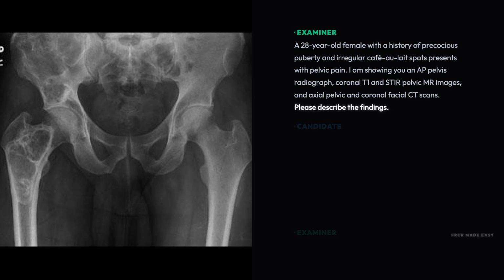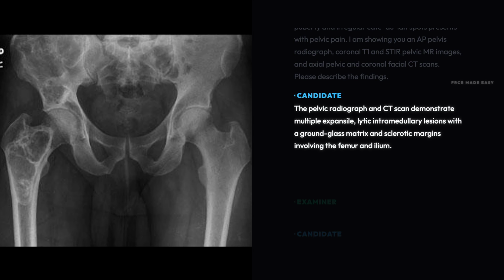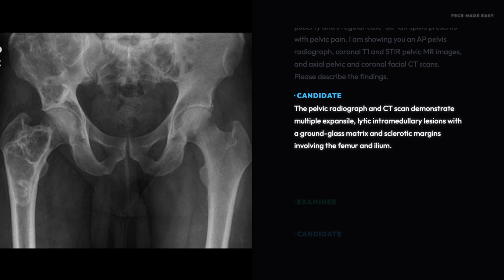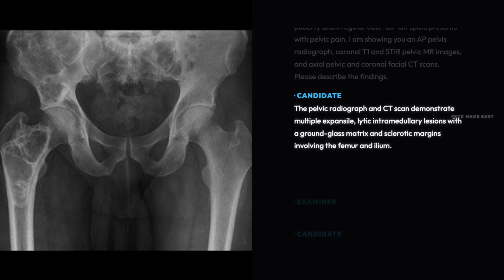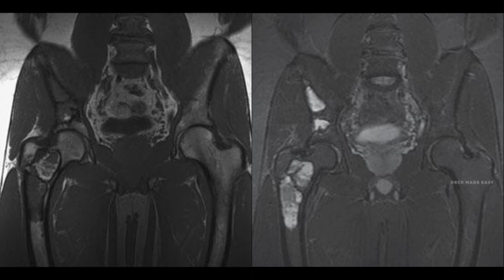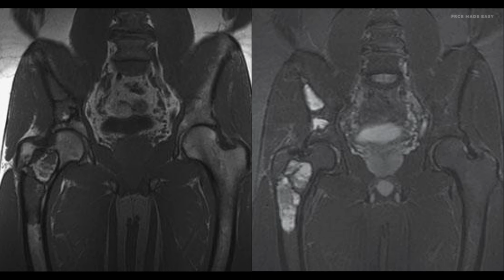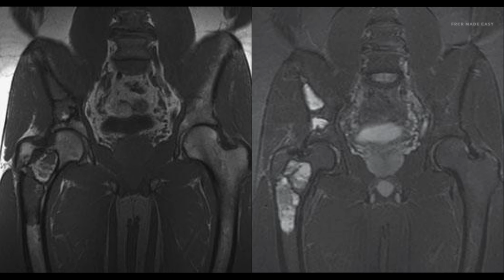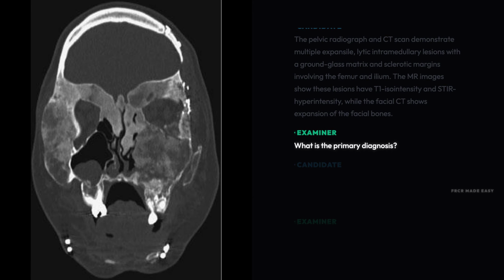Please describe the findings. The pelvic radiograph and computed tomography scan demonstrate multiple expansile, lytic intramedullary lesions with a ground glass matrix and sclerotic margins involving the femur and ilium. The magnetic resonance images show these lesions have T1 isointensity and STIR hyperintensity, while the facial computed tomography shows expansion of the facial bones. What is the primary diagnosis?